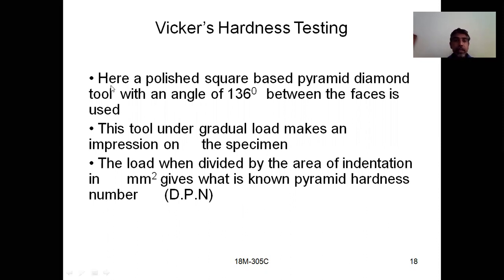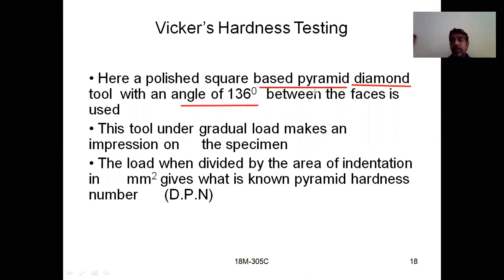If you see here, a polished square based pyramid diamond tool, already we have discussed. So which type of tool are we going to use? We are using a tool of material diamond, and the shape is quadrilateral pyramid. Okay, quadrangular pyramid we can say. Quadrangular pyramid means you have 4 faces and they are joined at a single point in the pyramid shape, and the angle between the opposite faces is 136 degrees.